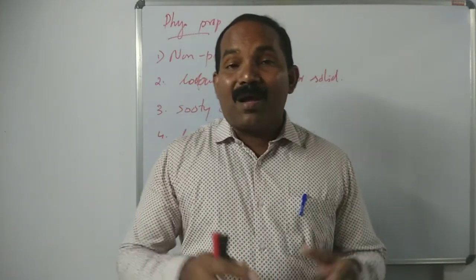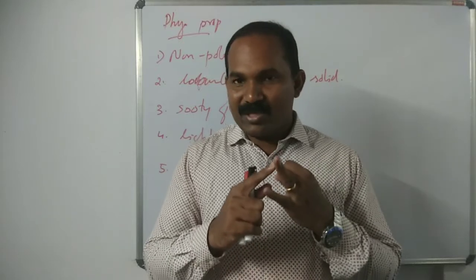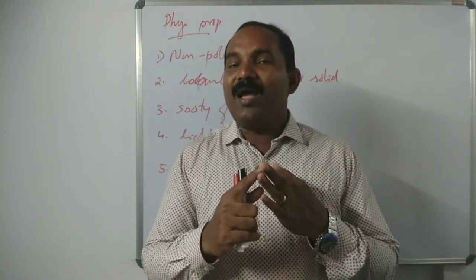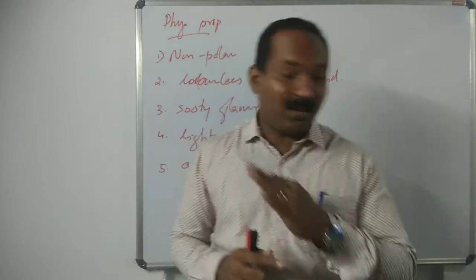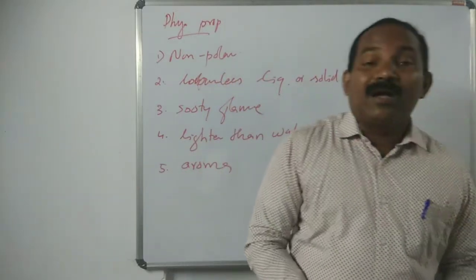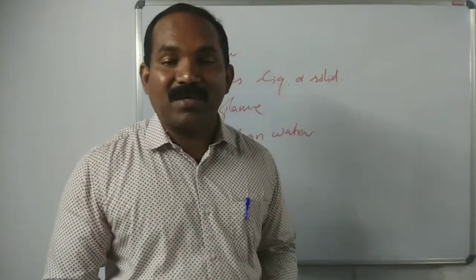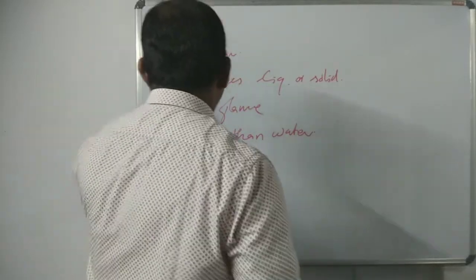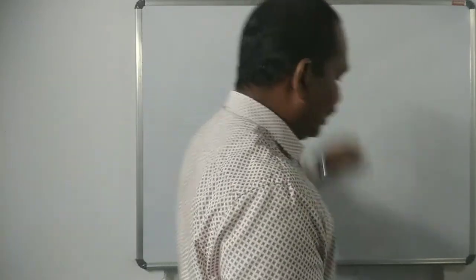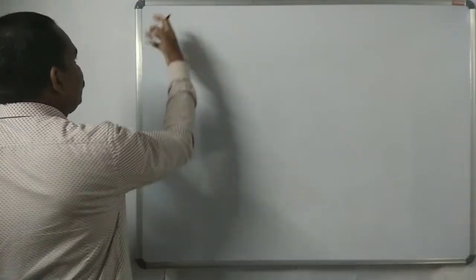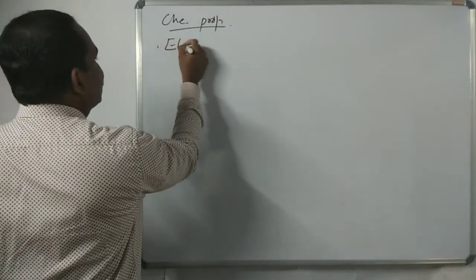Let's discuss some electrophilic substitution reactions. They are nitration, halogenation, sulfonation, and Friedel-Crafts reaction. So the main reactions are these: nitration, halogenation, sulfonation, and Friedel-Crafts reaction. Let's discuss one by one. Chemical properties, electrophilic substitution.